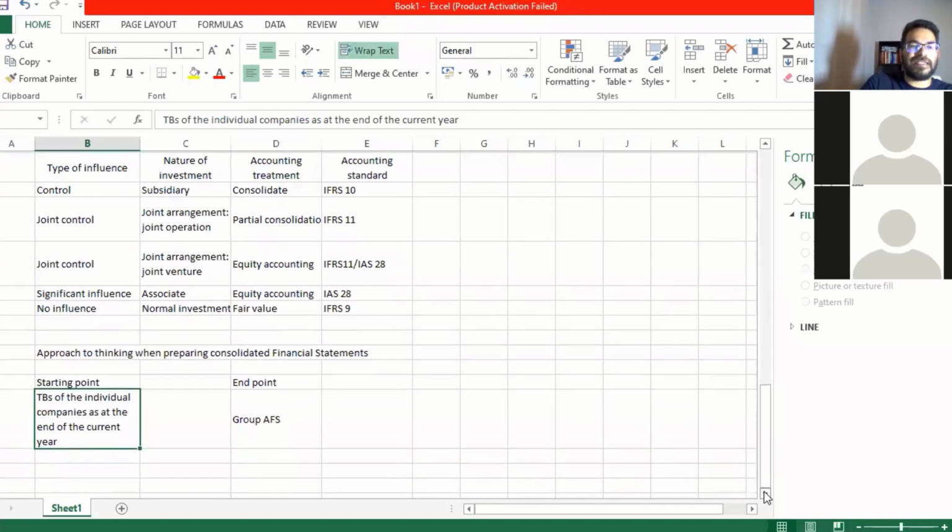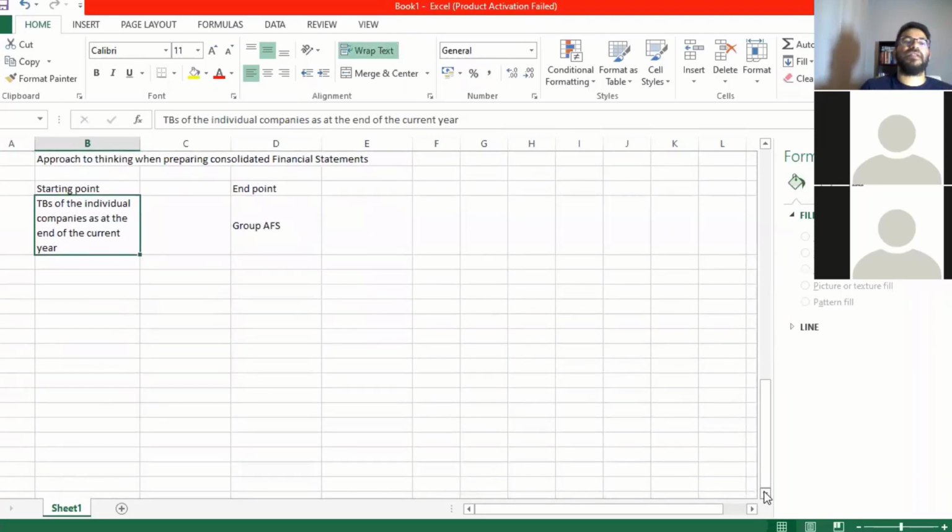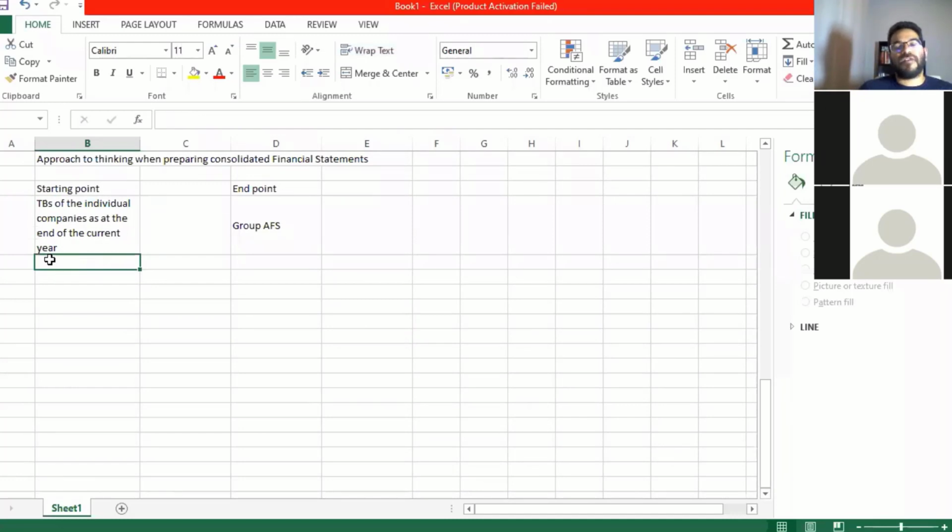Now let's explain this a little bit more in detail. Using the different types of investments, it will always be 100% of the parent. 100% of the parent's separate trial balance. It will always be 100% of the subsidiary. That is 100% of the subsidiary's separate trial balance.